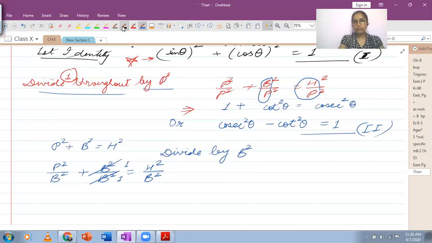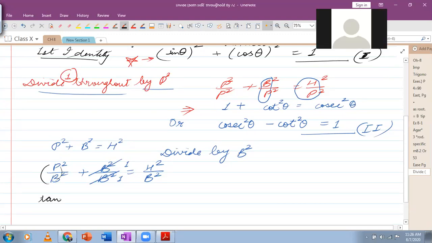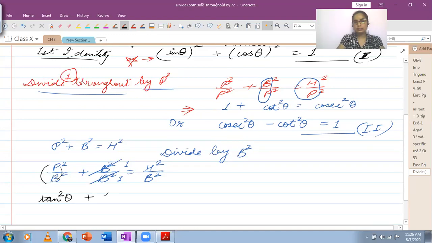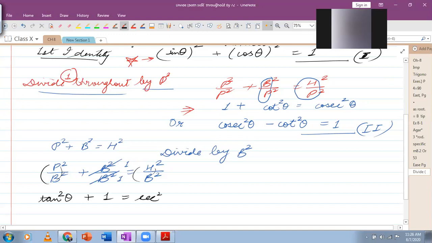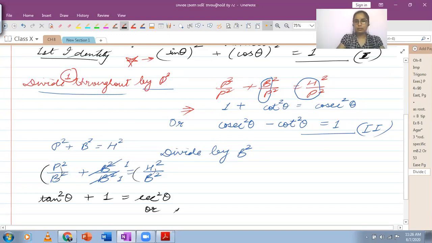And identify the other two trigonometric ratios. p by b. Tan. This is tan square plus 1 equals to. What about h by b? Secant. Secant square theta. So this can be written as secant square theta minus tan square theta equals to 1.